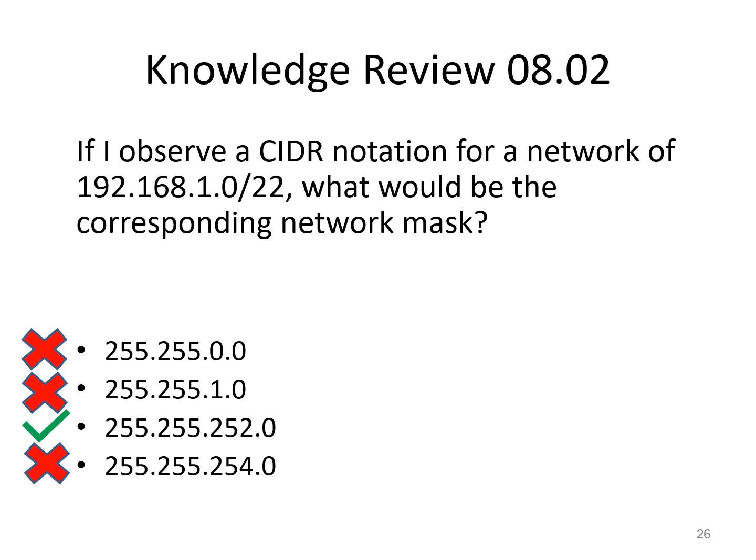The answer is 255.255.252.0. Remember that the /22 means that the subnet mask will have 22 bits and would thus look like this. What you now need to do is to convert these binary numbers to their decimal equivalent. The binary number 11111100 is 252 in decimal. Thus, our answer is 255.255.252.0.